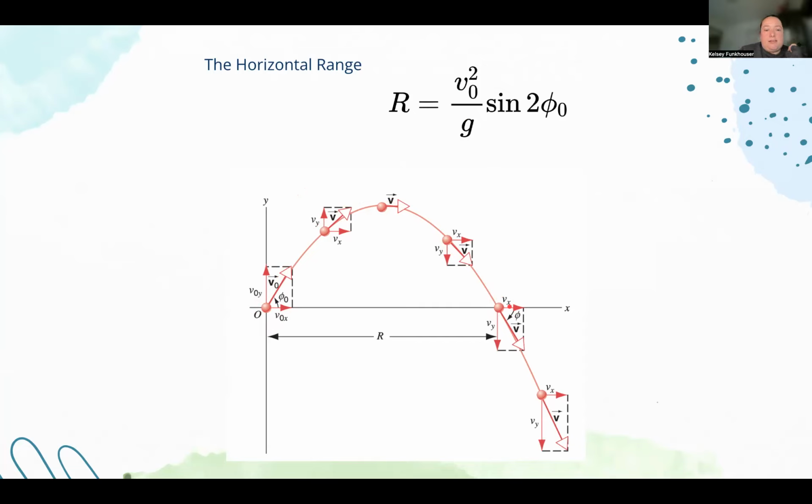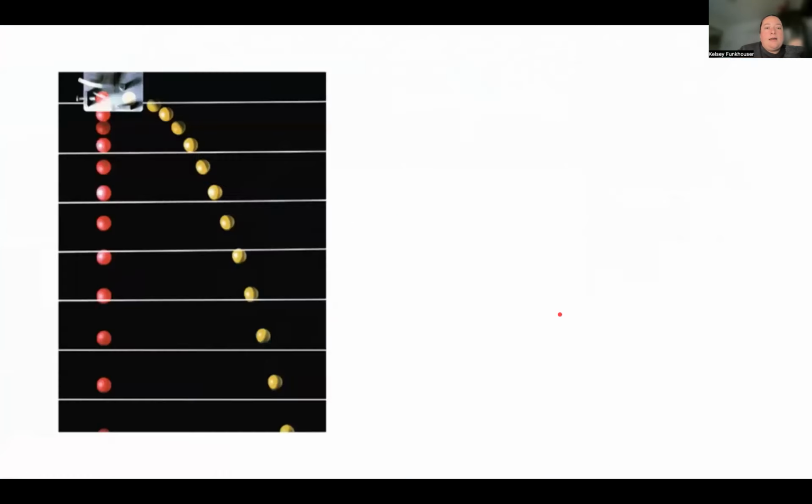And just for your knowledge, the maximum range, so the longest x distance that you can get a projectile to go, has a launch angle of 45 degrees. And here's snapshots of one object being dropped, and then the other object starting with some initial velocity. And you can see that it moves in a parabola.